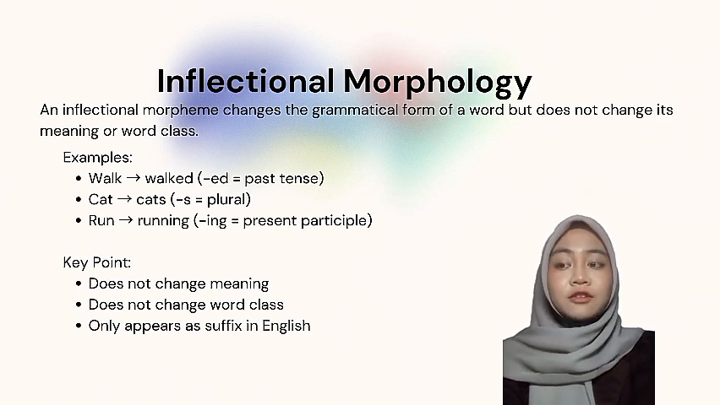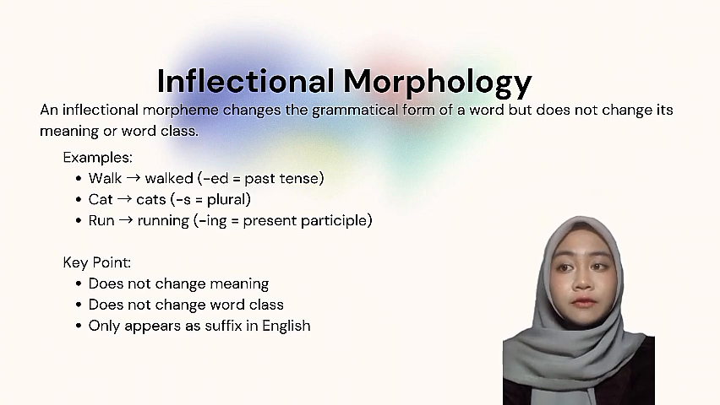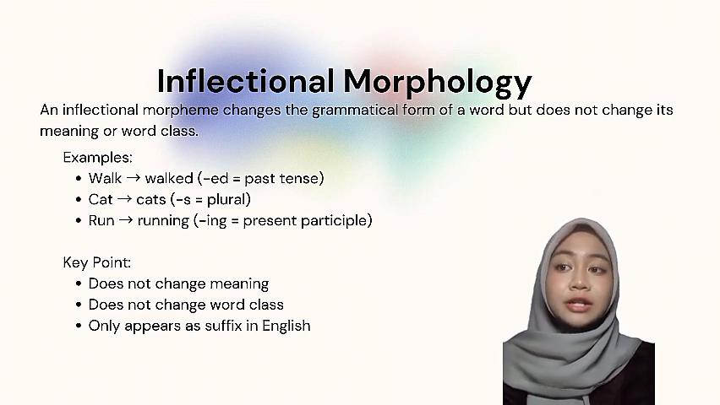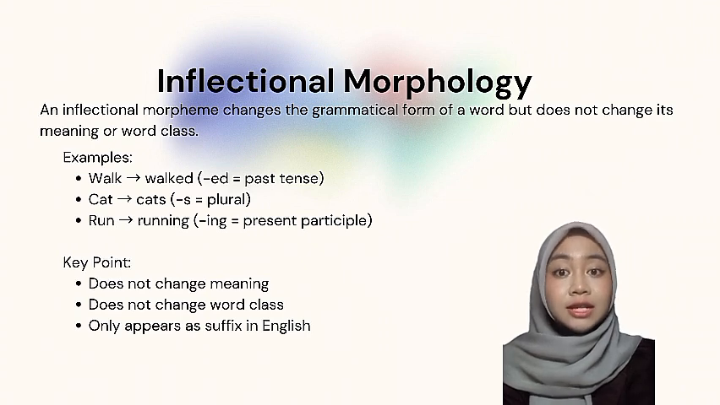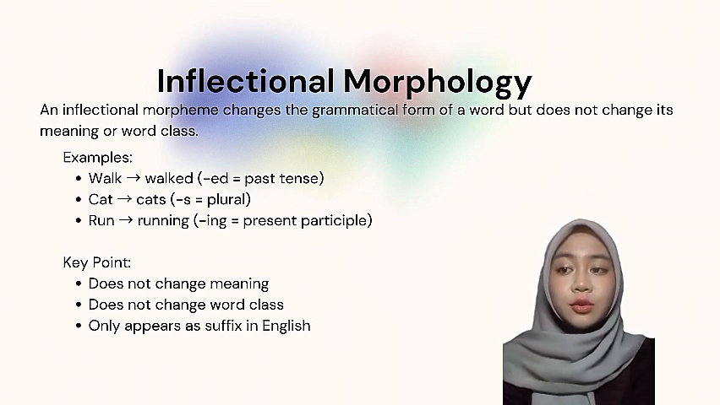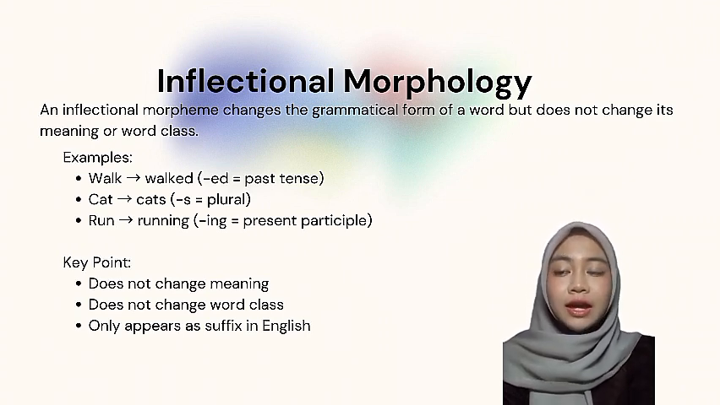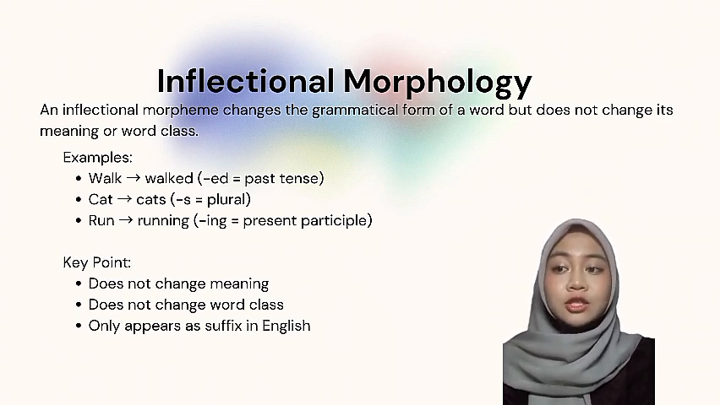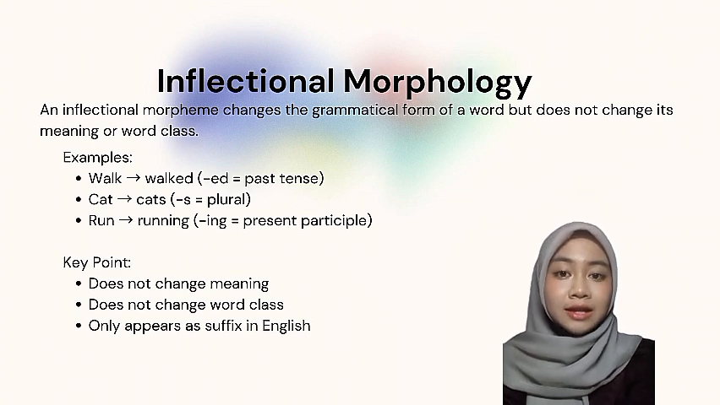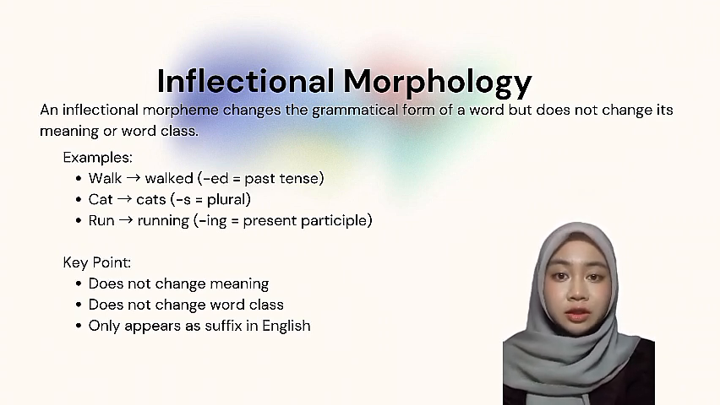And then inflectional morphology. The definition is an inflectional morpheme changes the grammatical form of a word but does not change its meaning. For example, walk changed to walked. That ed it's past tense. And then cat to cats. That s is show that cat is plural but does not change the meaning.